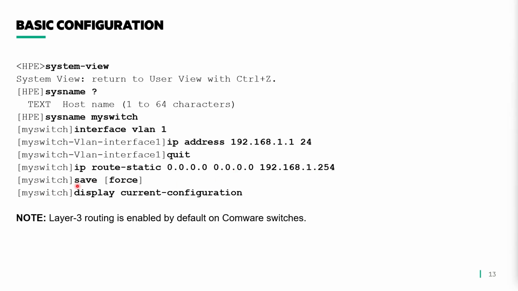You save the configuration with the word save. Force means you're forcing it, so it doesn't prompt you for anything else. When you use save force as an option, you will not be prompted, are you sure you'd like to save the configuration? And then you can say display current-configuration, which is equivalent to the show running-config command.